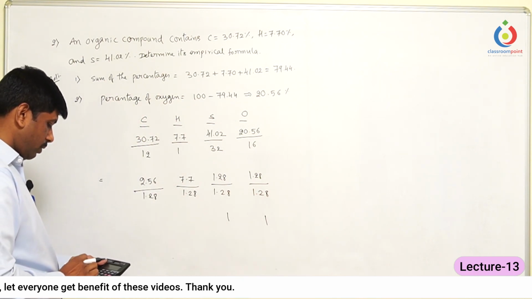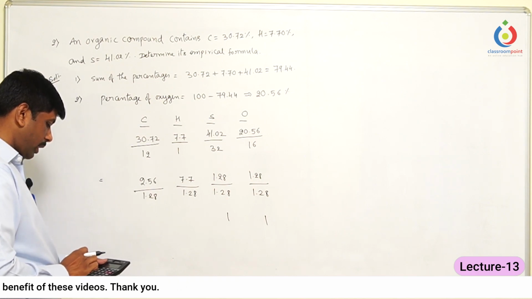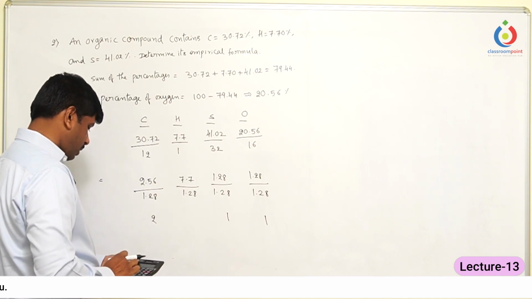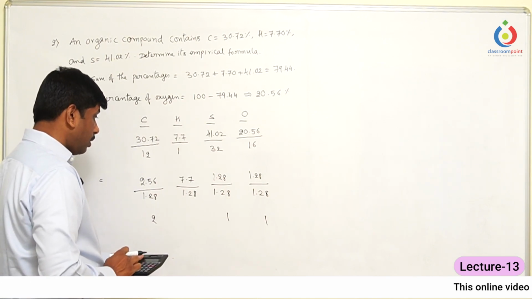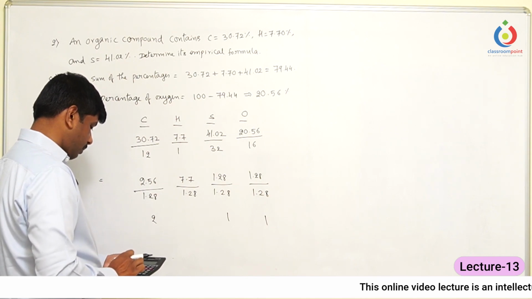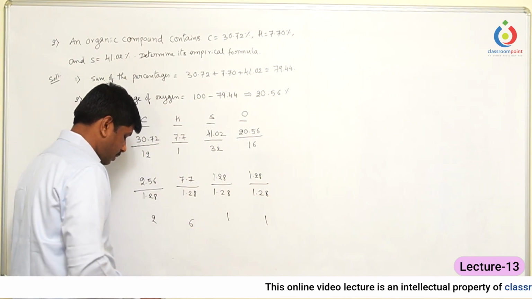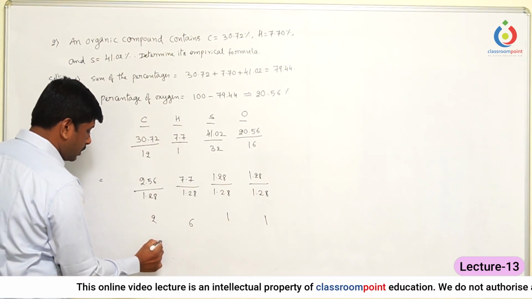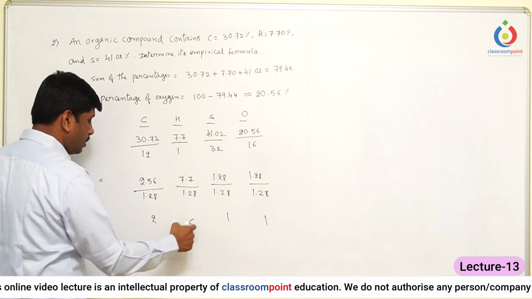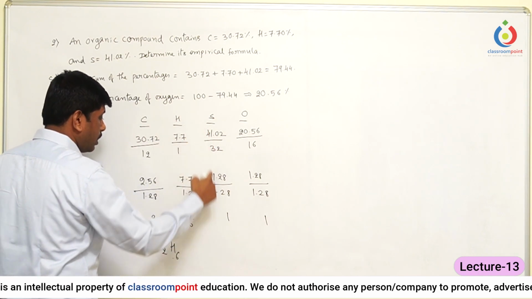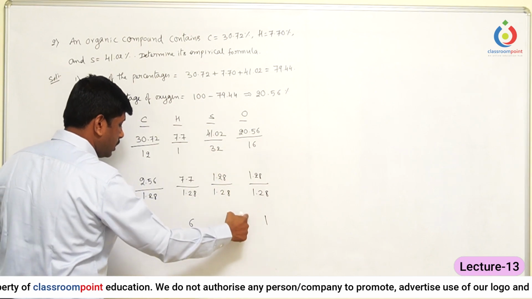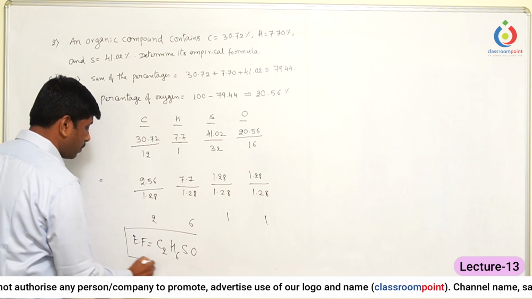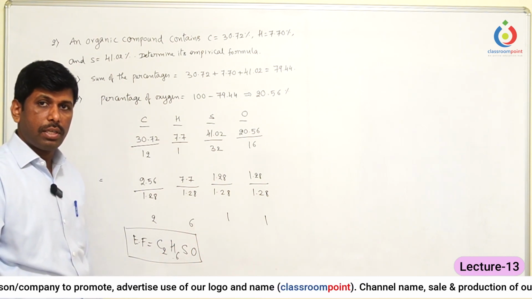So 2.56 divided by 1.28 gives exactly the value of 2. And now 7.7 divided by 1.28 gives exactly the value of 6. So we got the moles ratio. That means how many carbon atoms are present? 2 carbon atoms and 6 hydrogen atoms, 1 sulfur atom, 1 oxygen atom are present. This is the empirical formula of the compound. Like this we can calculate.